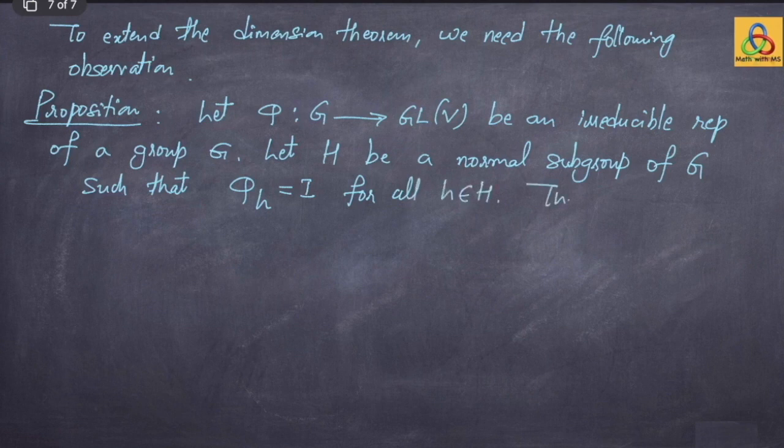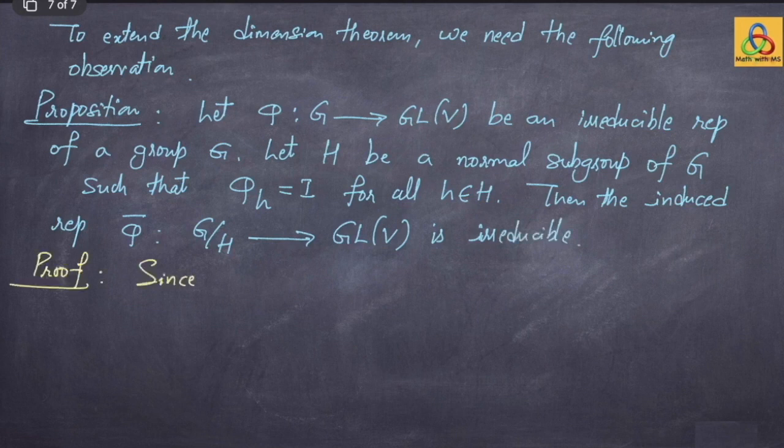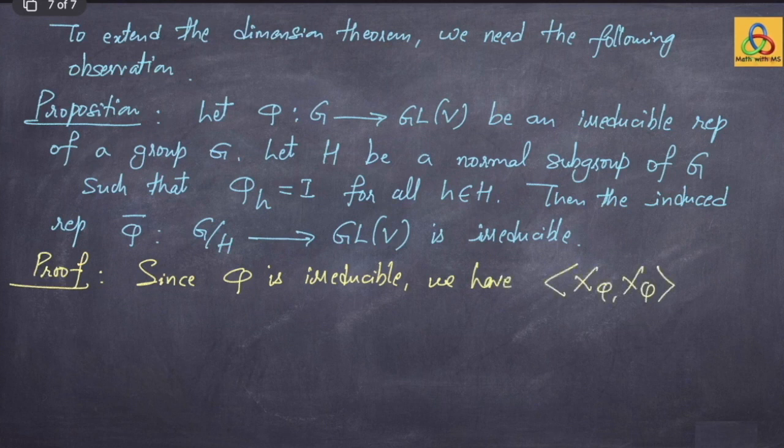This gives rise to an induced group homomorphism from G mod H to GL(V). Notice that H is a normal subgroup, so G mod H is a group. So the claim is that the induced representation, let us denote it by phi bar, from G mod H to GL(V) is also irreducible. So let us prove it. Since phi is irreducible, by the irreducibility criteria, we have the inner product of chi phi with itself is 1.